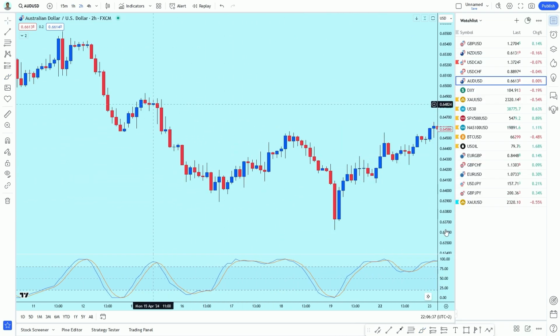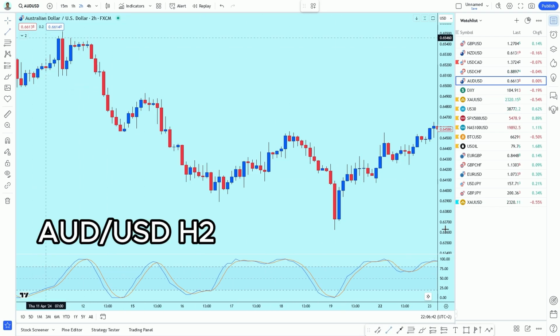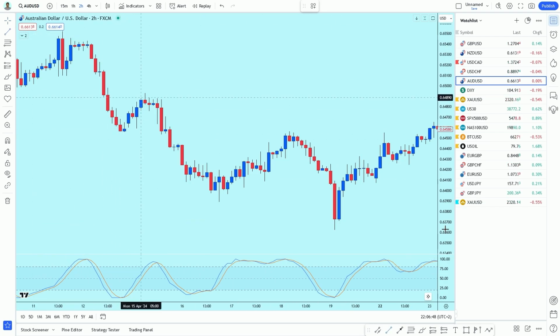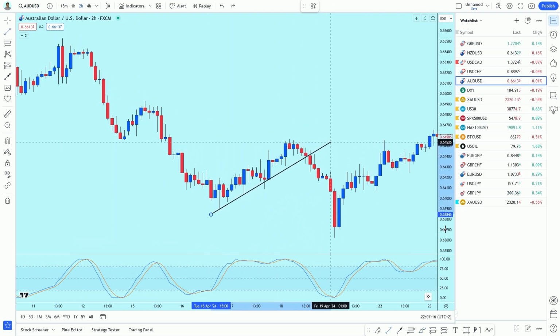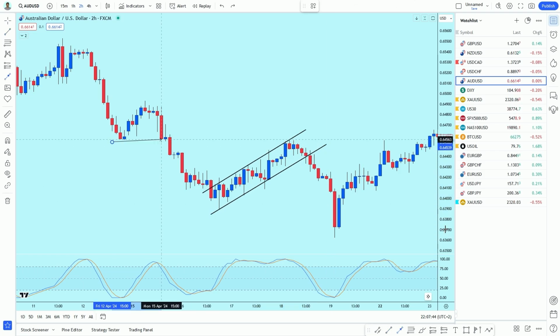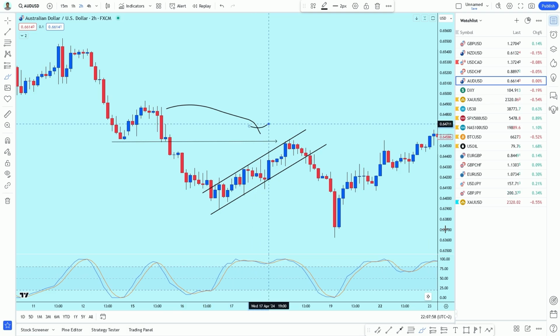Now let's look at another example. This time we have Australian dollar US dollar, and what we will see here is a bearish structure where we have a series of lower highs and lower lows. If you look closely, we will see here that price formed this bearish flag pattern. And also we will see that price retested this previous low. So we have a new lower high that retested this previous lower low.